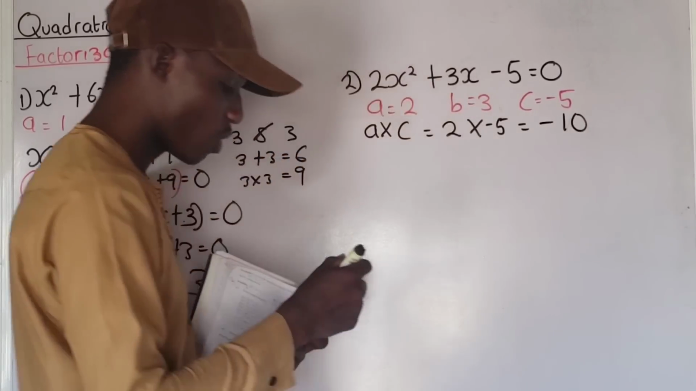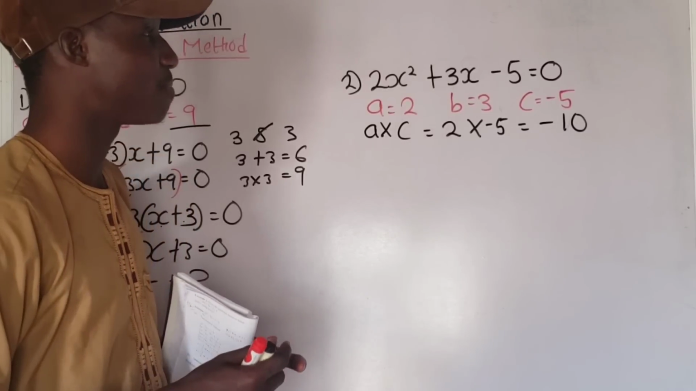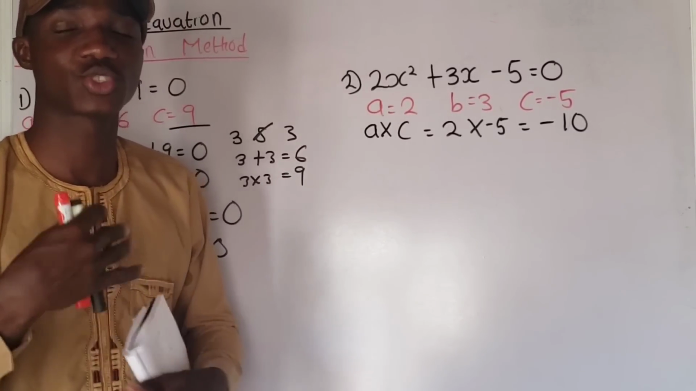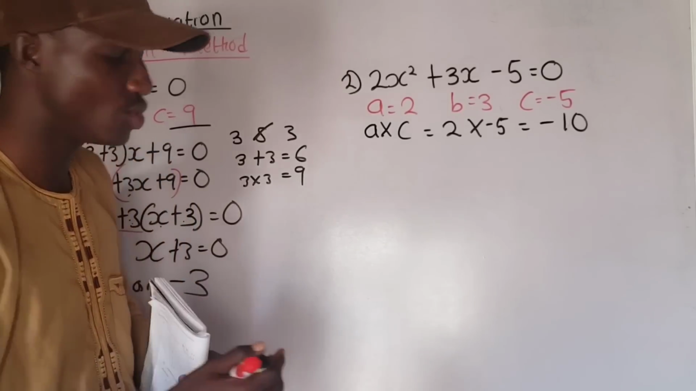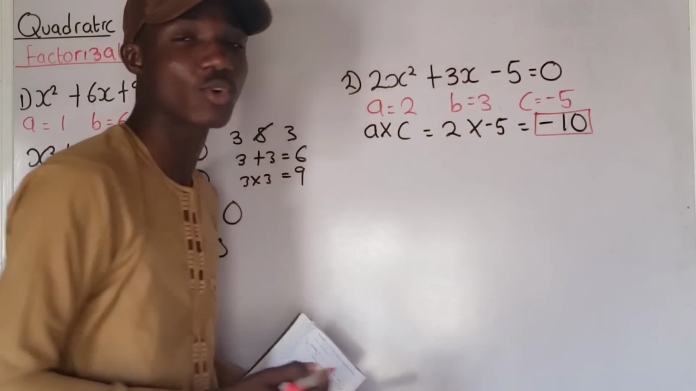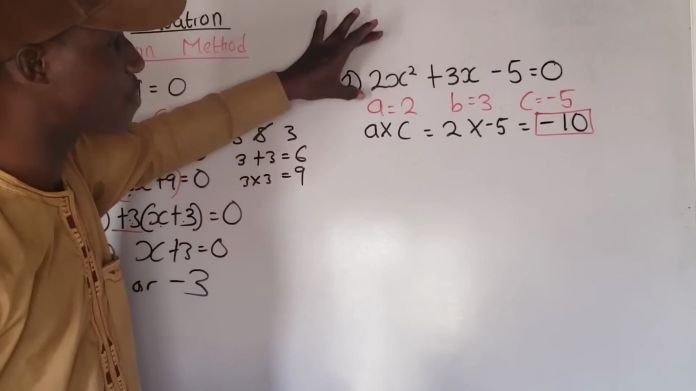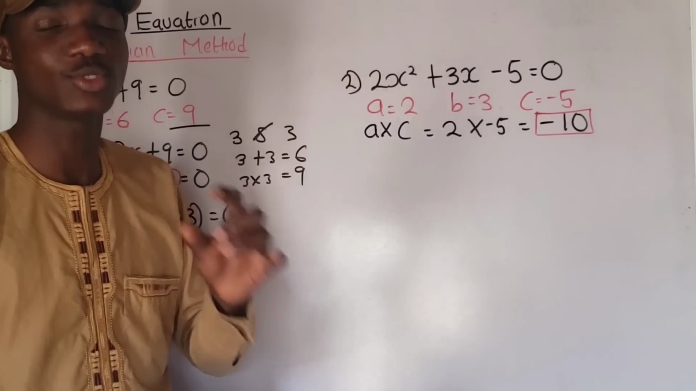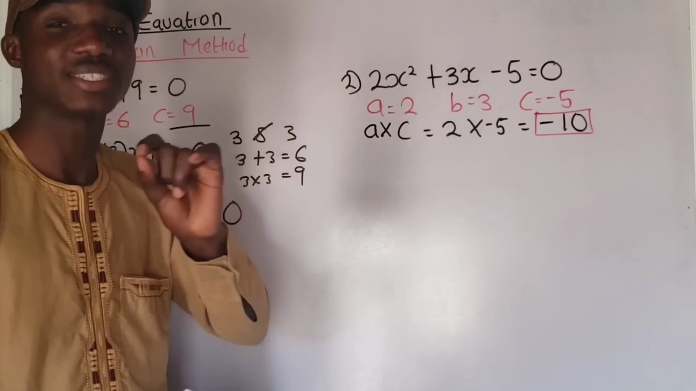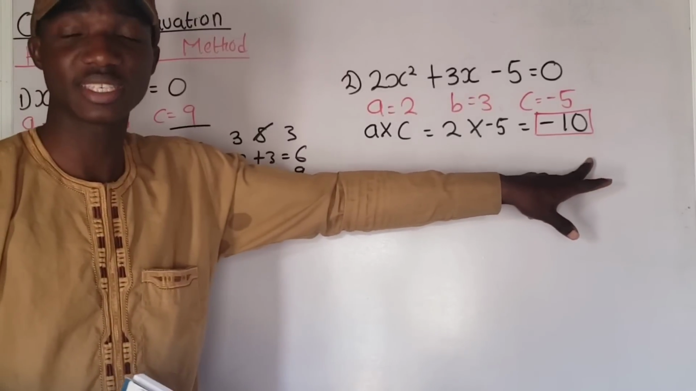You understand? So now, having taken the product of the first term and the constant term, you have to think of two numbers such that when you take their product, you must get the product of the first term and the constant term in your quadratic equation. Let me explain again. The first step in solving a quadratic equation where a is not unity is to take the product of a and c. A is the first term and c is the constant term. So I took the product of a and c, I got negative 10.